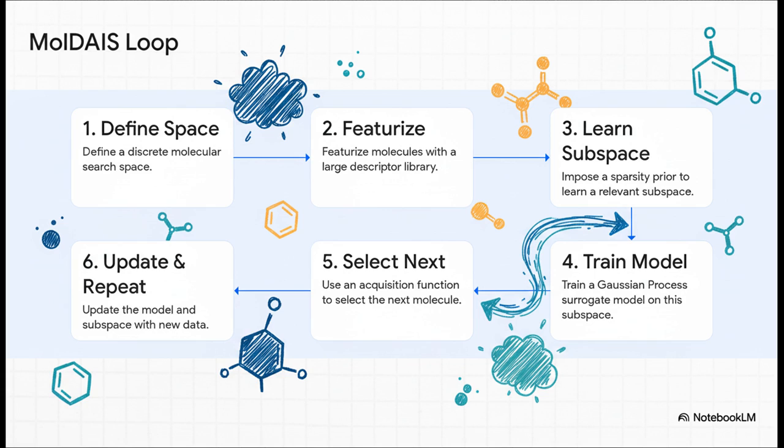A Gaussian process surrogate model is then trained on only this important subspace. From there, an acquisition function selects the next best molecule to evaluate. And finally, that new data point is used to update the model and refine the subspace. This loop repeats, becoming more refined with each iteration.